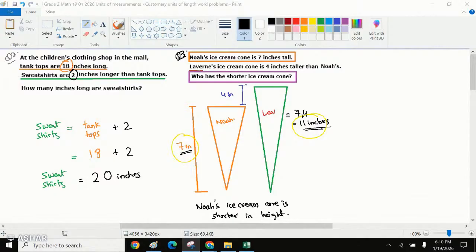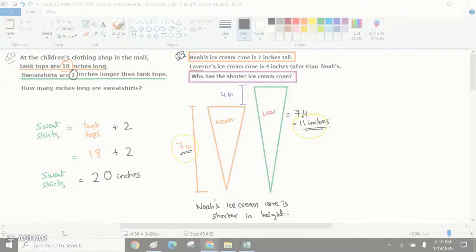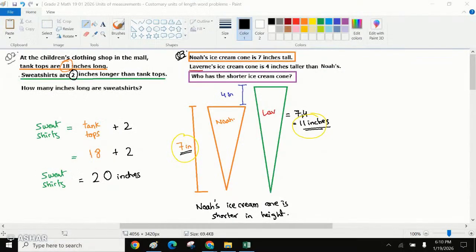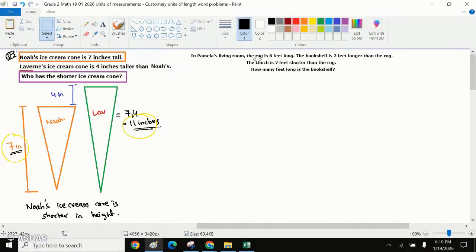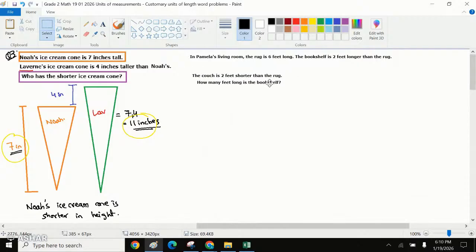Okay, they're talking about a rug in a living room. Let's see. For the next question, they are saying that in a living room, the length of the rug is given. The bookshelf is 2 feet longer than the rug, right? Let's see what we can do over here.